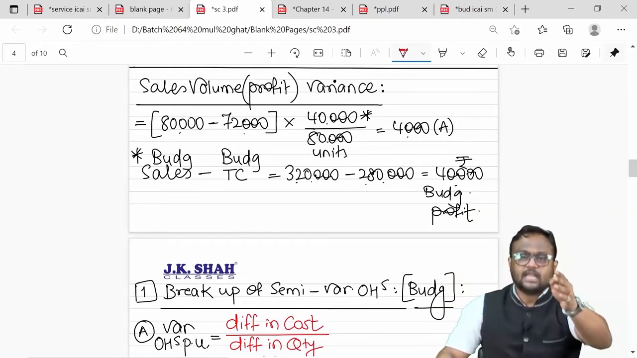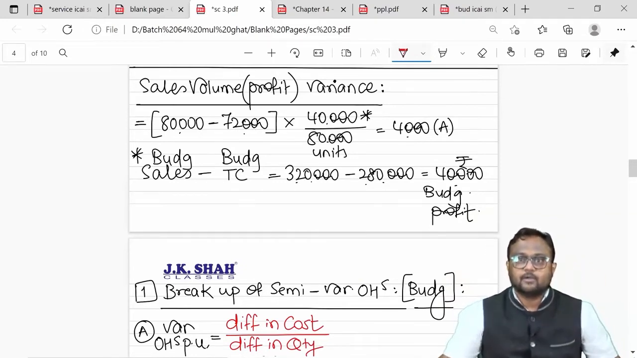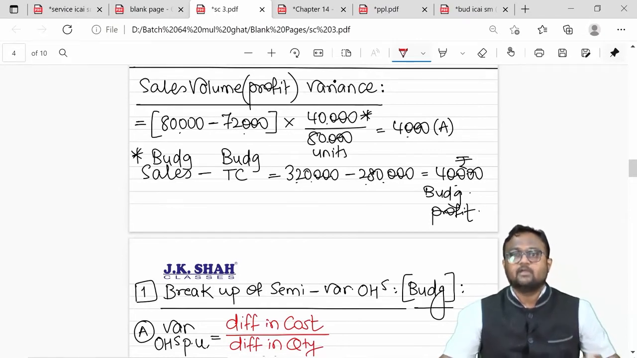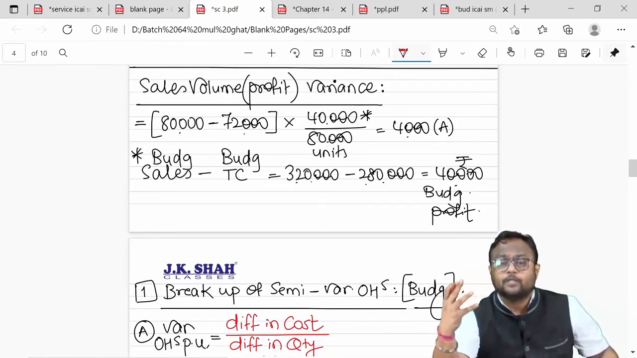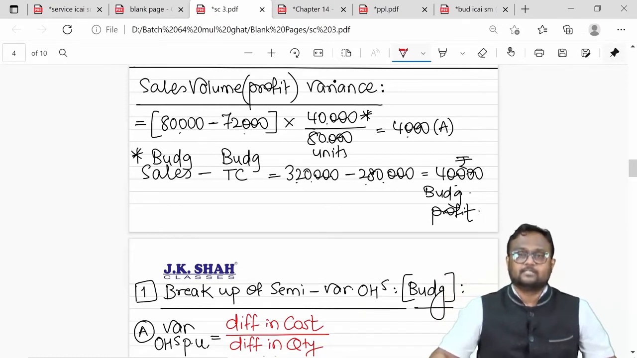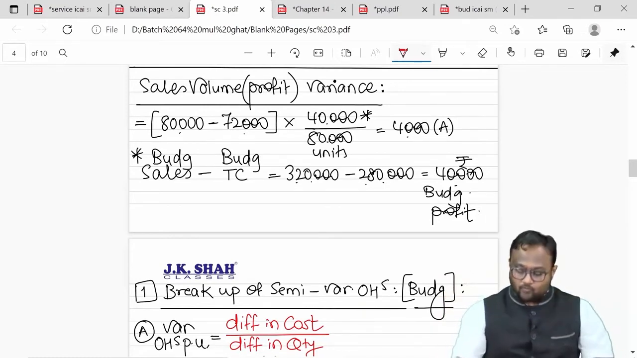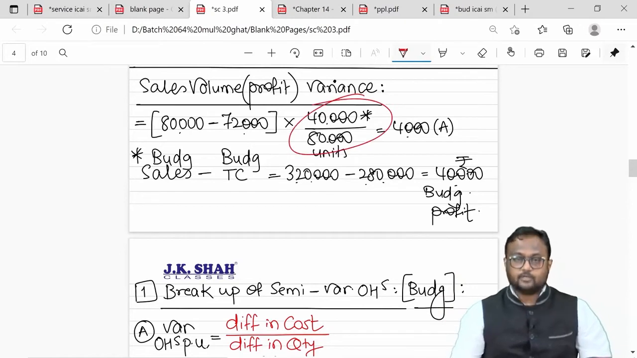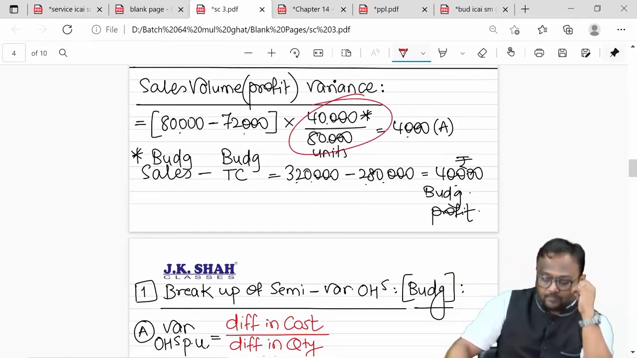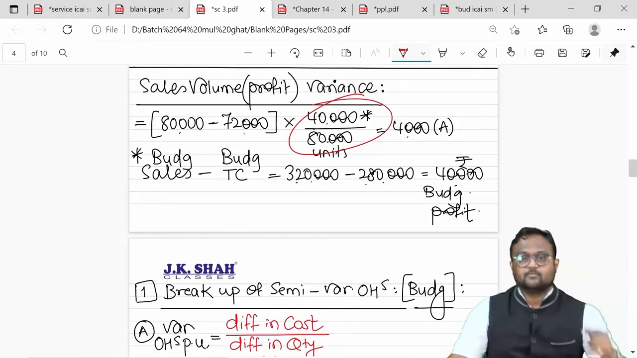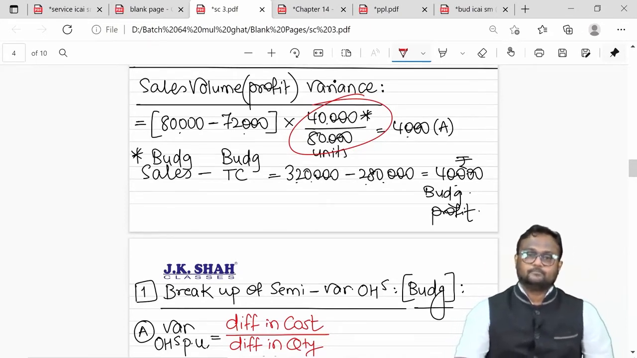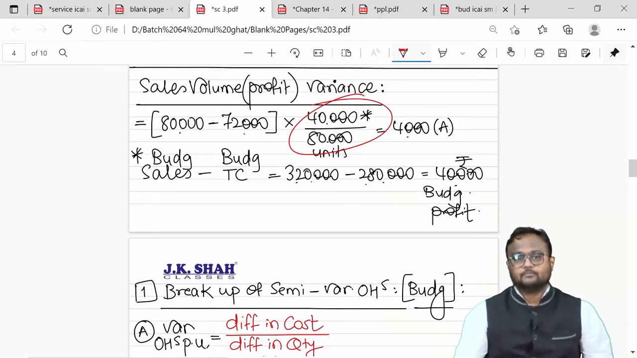When I don't sell 8,000 units, if I multiply this by budgeted selling price, I will come to know how much impact is created on sales. But they asked for profit, no? So I wanted to apply budgeted profit per unit. My budgeted profit was given in the budgeted data, 40,000. I knew budgeted quantity 80,000. 0.5 is my budgeted profit per unit, which was applied there.